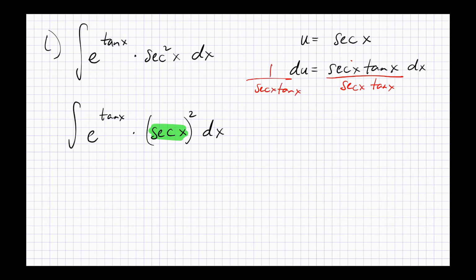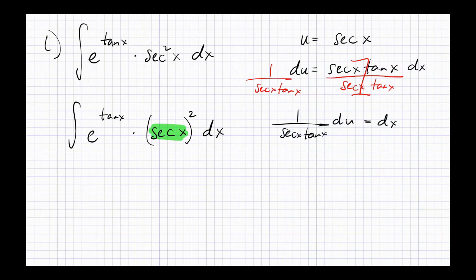Okay. So this goes away. So I have dx equals du, and then 1 over secant of x tangent of x. Okay, so my next step is plug everything back in.